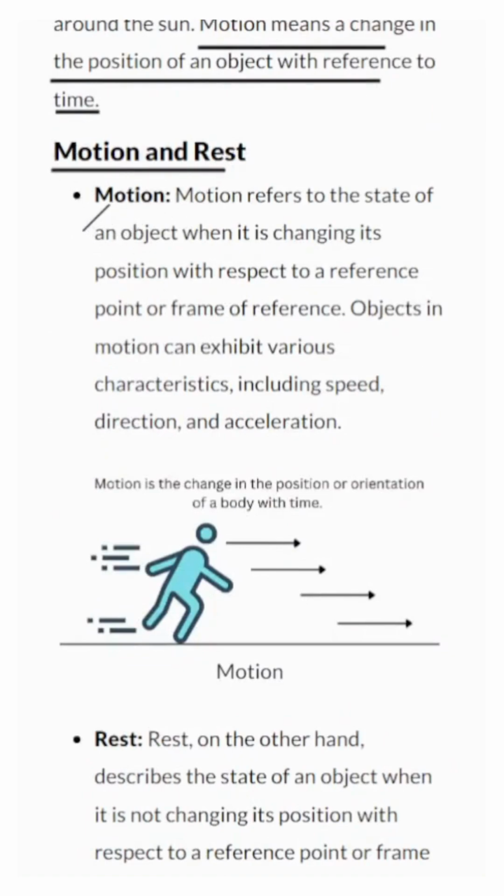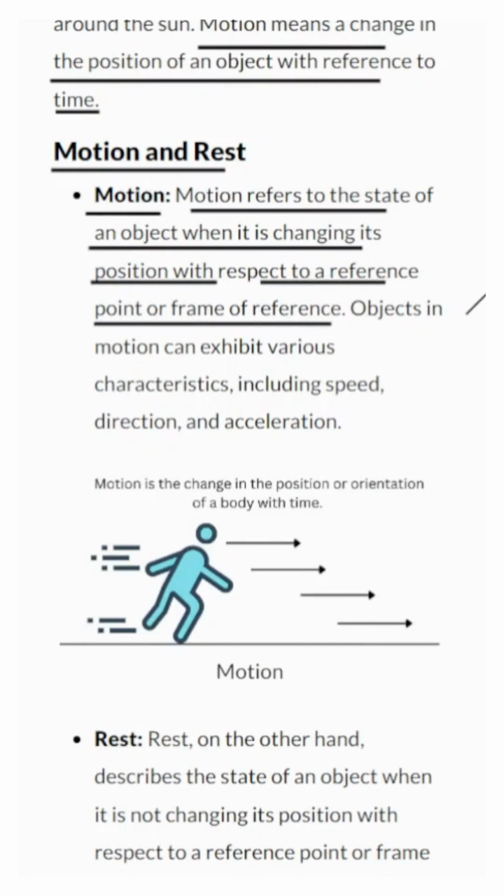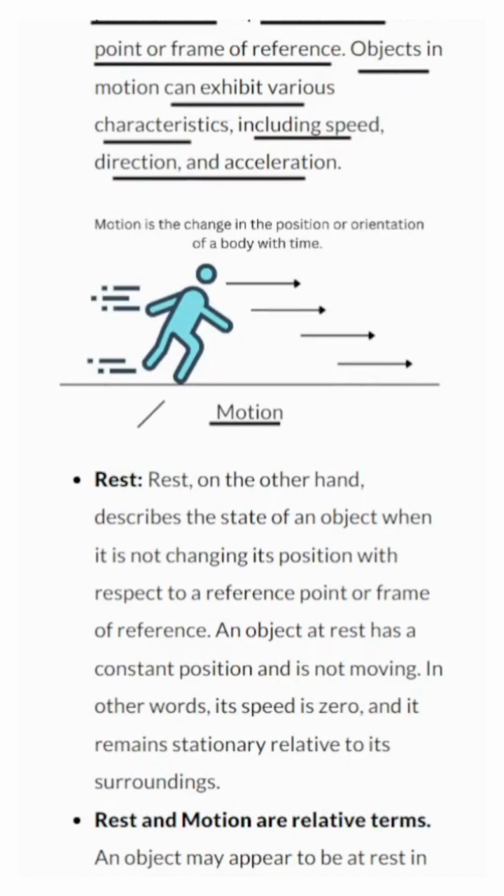Motion. Motion refers to the state of an object when it's changing its position concerning a reference point or frame of reference. Objects in motion have some fascinating characteristics: speed, direction, and acceleration. These elements combine to give us a comprehensive understanding of how objects move.